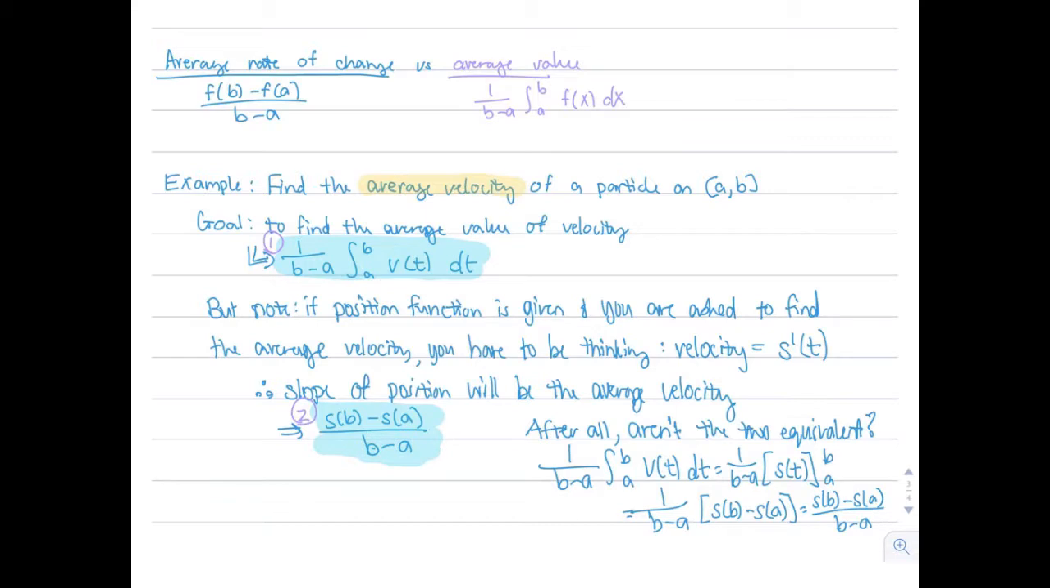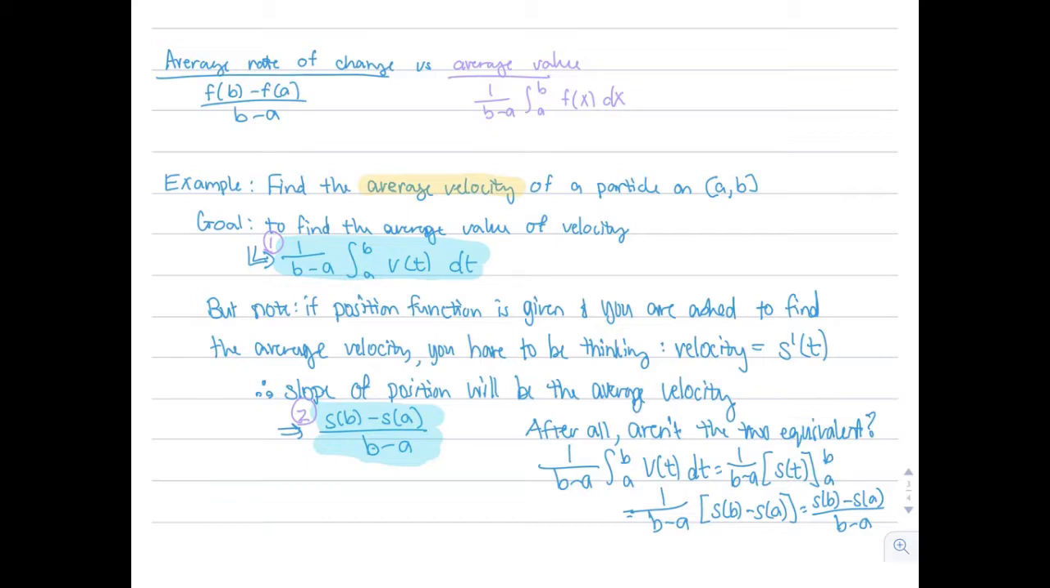So the other question that was asked a fair number of times is the difference between the average rate of change and the average value. So the average rate of change is just your algebra 2 brain, so that's your slope. That would be f of b minus f of a all over b minus a. In other words, y2 minus y1 over x2 minus x1, versus the average value, which if you're given some function f, then you would do 1 over b minus a integral from a to b of f of x dx.